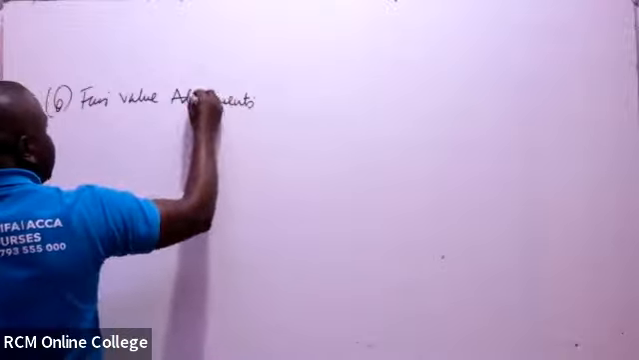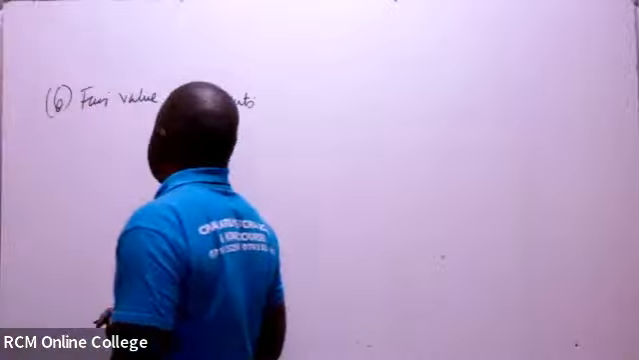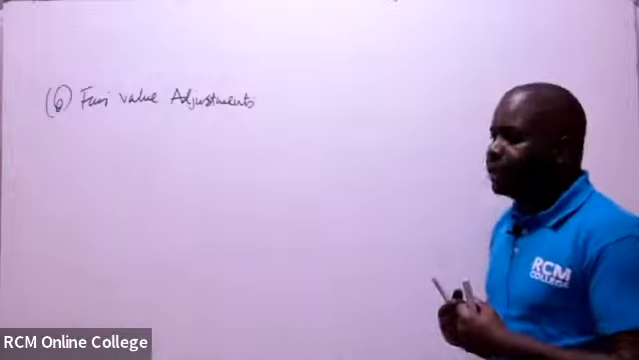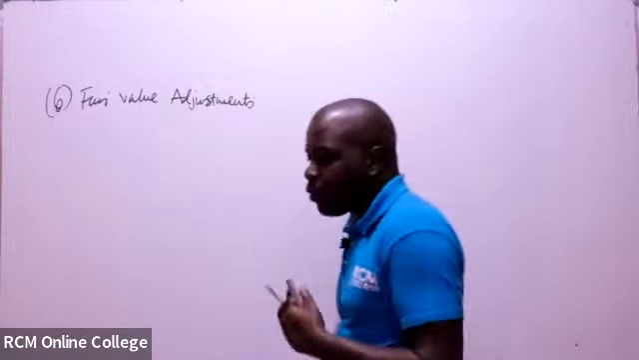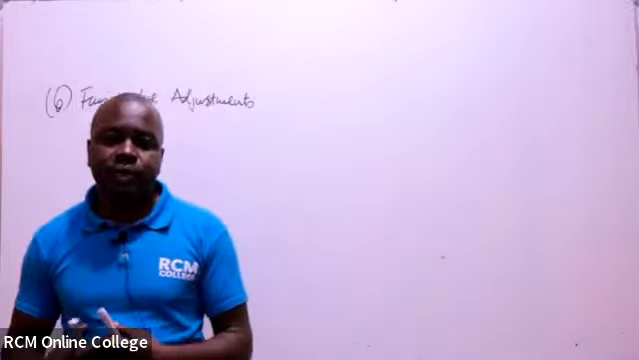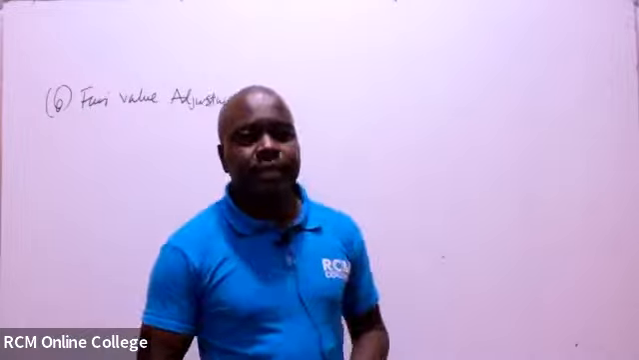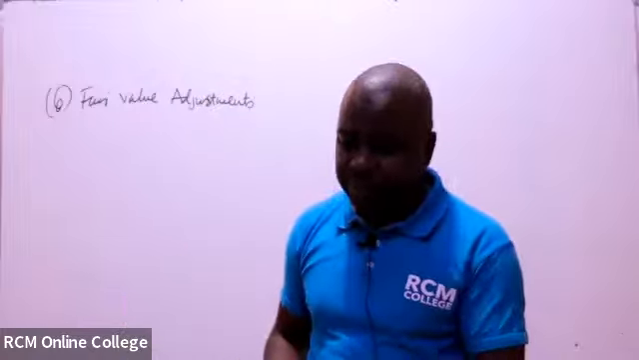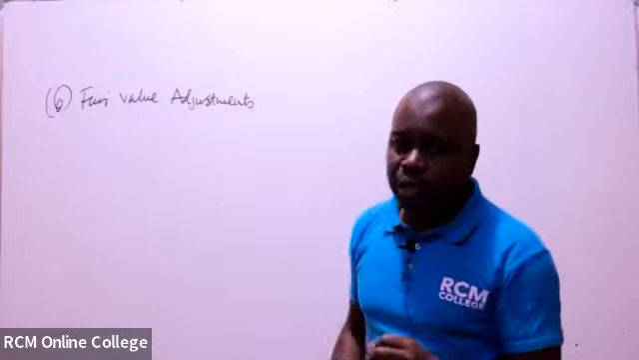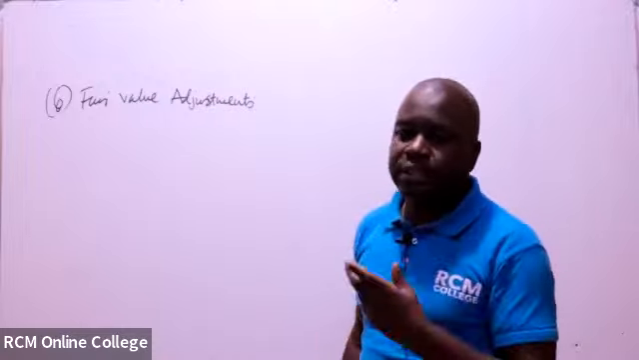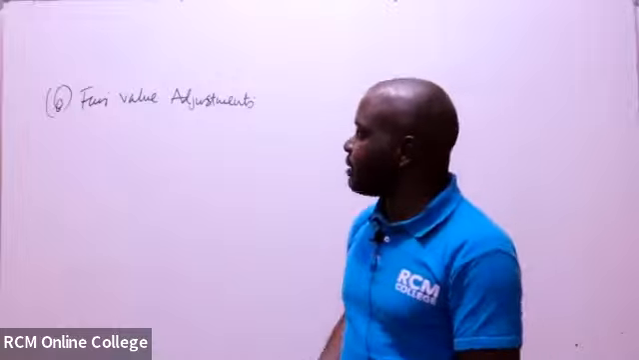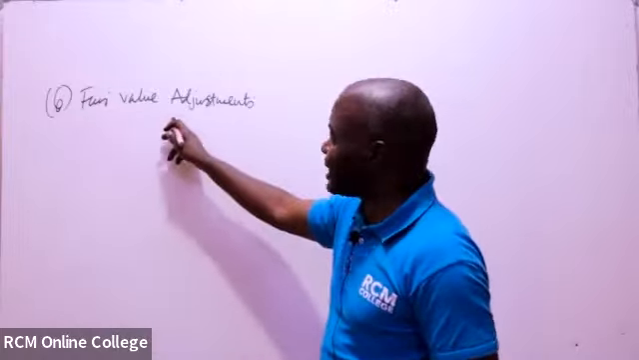Fair value adjustments. Sometimes on the point of acquisition, the assets acquired might be revalued. For example, they might tell you that under property, plant, and equipment, an item which was worth 60 million was revalued on acquisition from 60 million to 80 million. That means in this case, its fair value has to be adjusted.